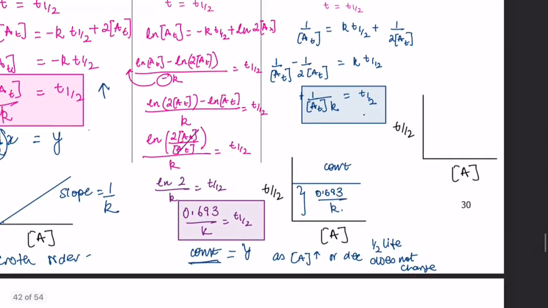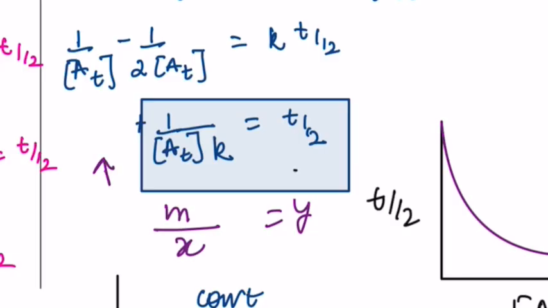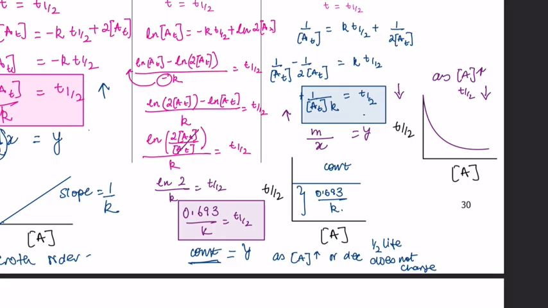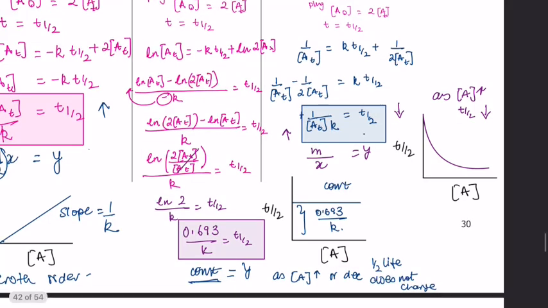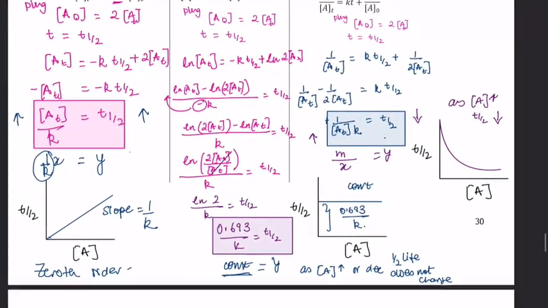For the second order reaction, the relationship of this equation to y equals mx plus b looks like y equals m divided by x. So the shape of this graph would look something like this. As concentration increases, half-life decreases. Okay, so that's the salient feature, or the difference between the half-life graphs.